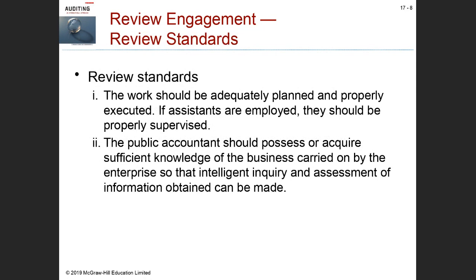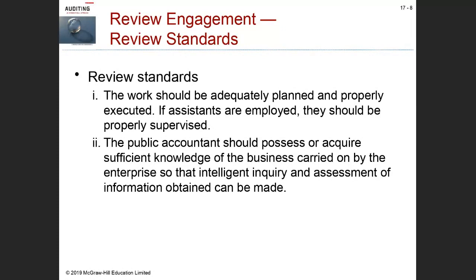The review standards itself, moving into the actual work. The work should be adequately planned. That's what the audit does, right? It has to be adequately planned and properly executed. If assistants are employed, they should be properly supervised. Same as an audit, right? You just can't put new people out there and expect them to do the work. They have to be properly supervised.